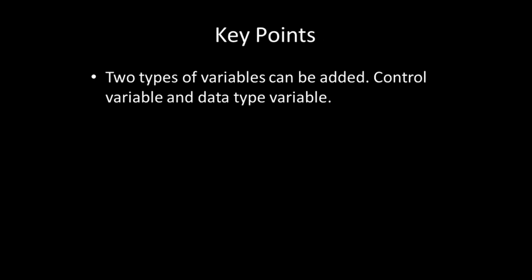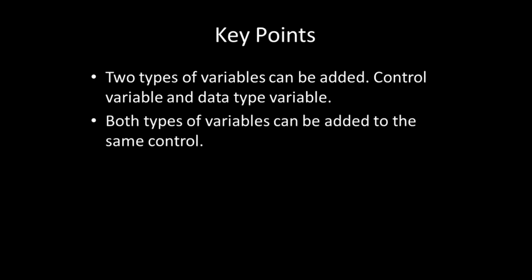Some of the key points when we talk about DDX and DDV. There are two types of variables that can be added for a control. One is called a control variable and the other is called a data type variable. Both types of variables can be added to the same control. For example, if you have an edit box, you can add one as a control variable, which is of type CEdit class, and you can also add a variable of a certain data type depending on the data that gets entered. If it is age, then it will be an integer value.